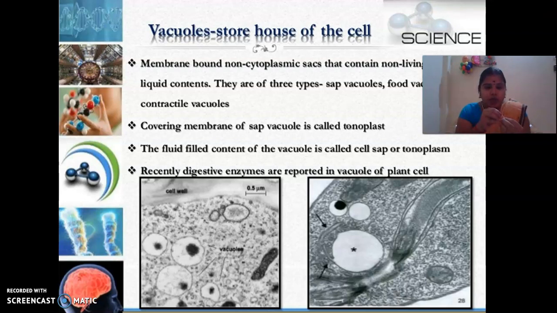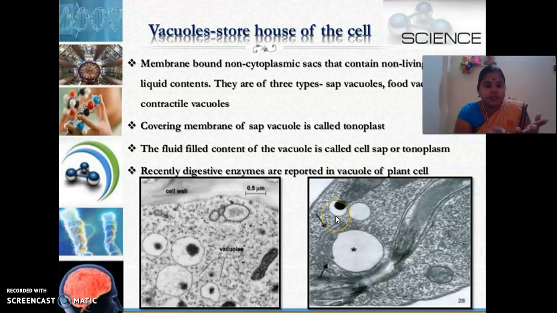So here, what is a vacuole? A vacuole is membrane bound. See here, this is the vacuole inside, covered by a membrane, and this is the cell wall. The vacuole is a membrane-bound, non-cytoplasmic sac which contains solid or liquid content. It is a membrane-bound organelle which contains liquid or solid content.